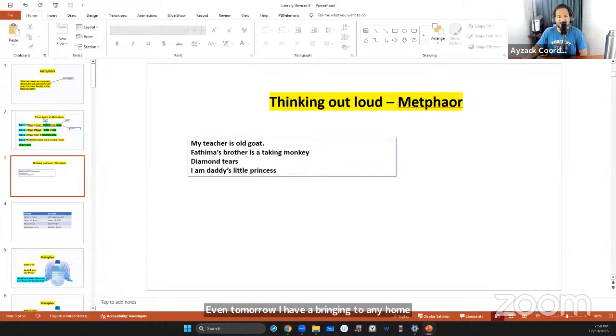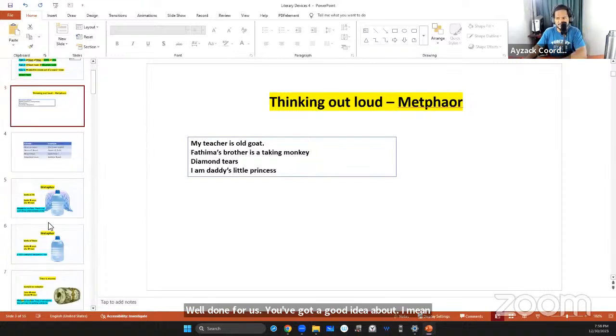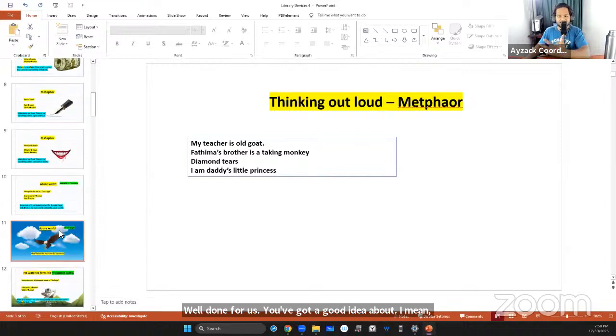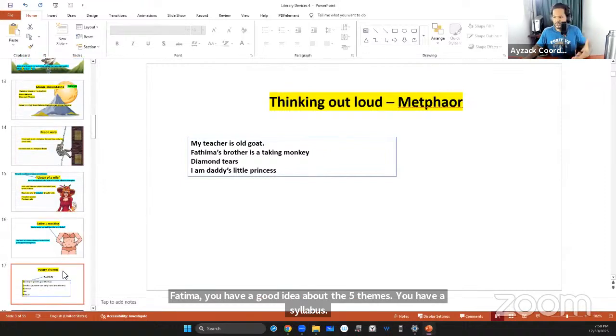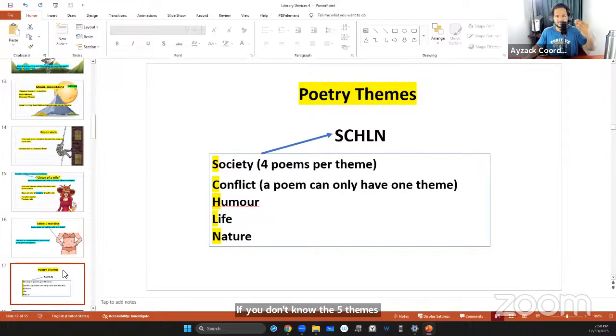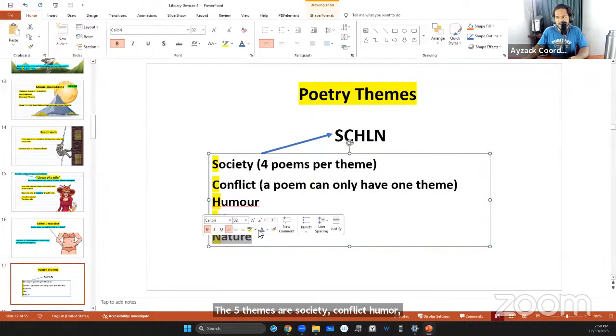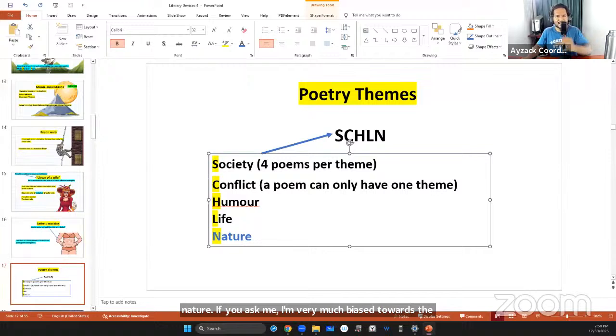Schooling is the 5 themes under the theme of nature. Well done. You've got a good idea about the 5 themes in our syllabus. If you don't know the 5 themes under poetry, note this down. The 5 themes are society, conflict, humor, life, and nature. If you ask me, I'm very much biased towards the theme of nature. You can write some brilliant analyses under the theme of nature.